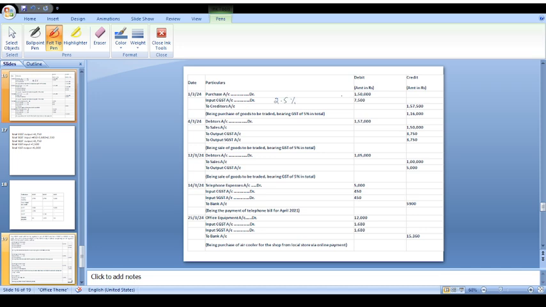When we calculate this, 1,50,000 multiplied by 2.5% will be equal to 7,500, and after adding both we will get the amount of creditor, that is 1,57,500. Here you can say purchase of goods to be traded bearing GST of 5% in total.